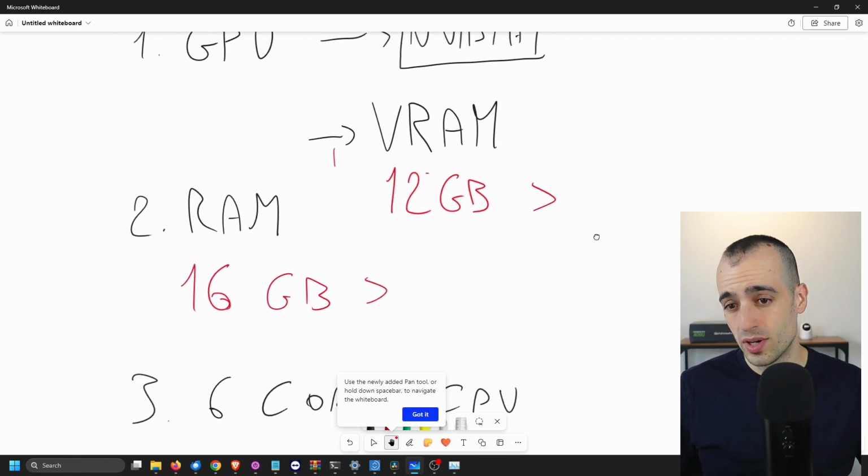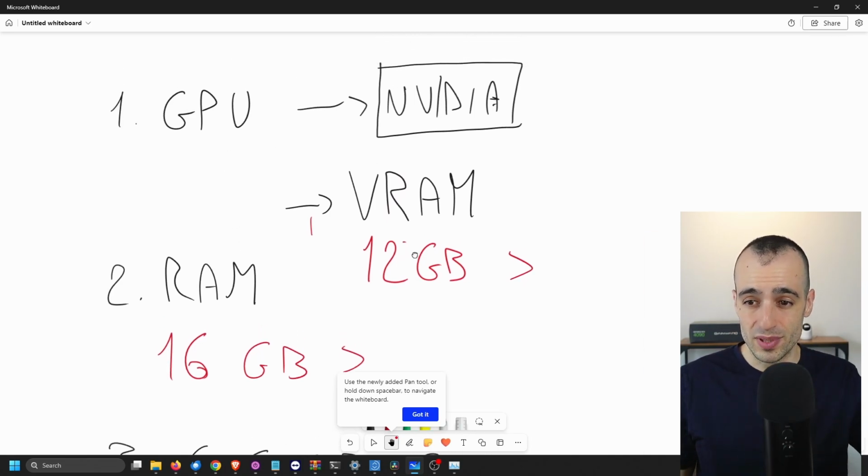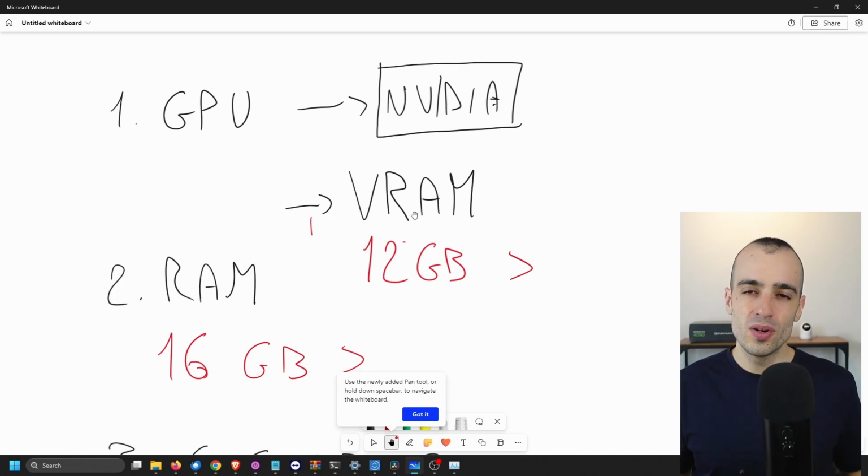But again, most important is GPU and RAM, because with a slow CPU, you can run things slowly. If you have the wrong GPU, if you don't have enough memory on the GPU, it's not that it will run slow, it just will not run. So keep this in mind.